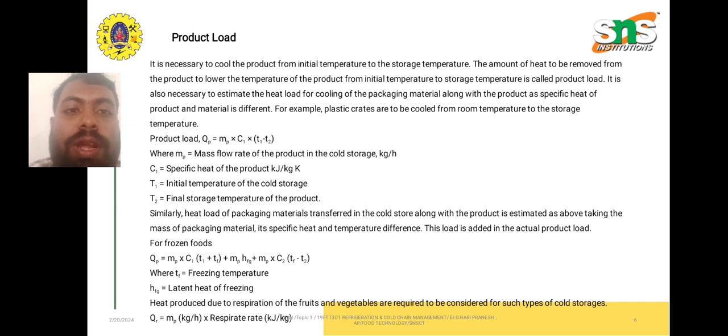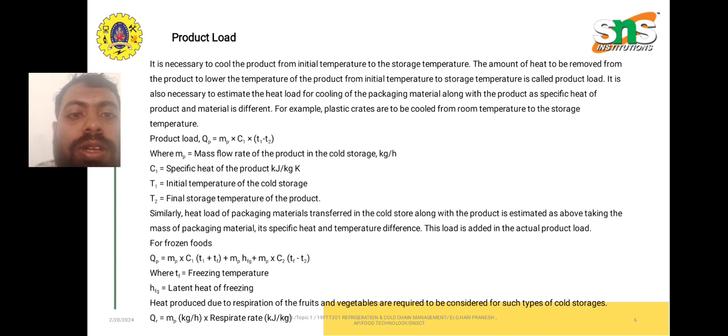Next, product load. It is necessary to cool the product from the initial temperature to the storage temperature. The amount of heat that must be removed from the product to lower its temperature from the initial temperature to the storage temperature is called product load. It is also necessary to estimate the heat load for cooling of packaging material along with the product, as the specific heat of product and material is different. For example, plastic crates are to be cooled from room temperature to the storage temperature.